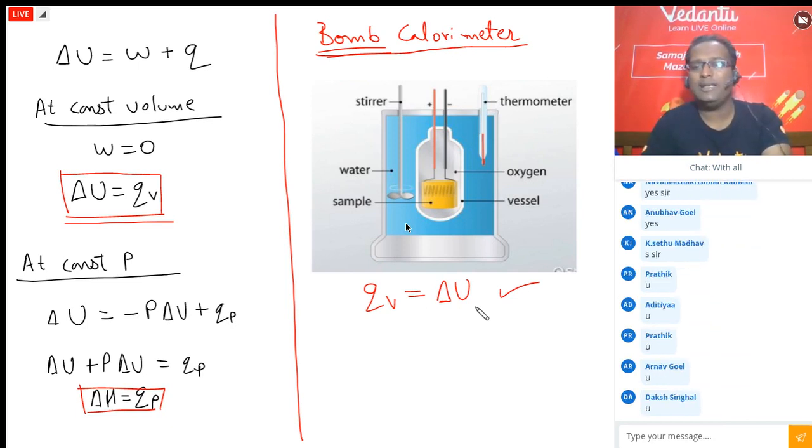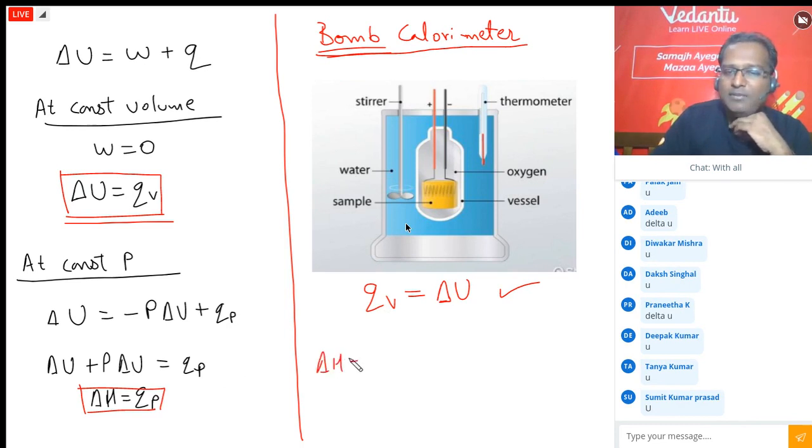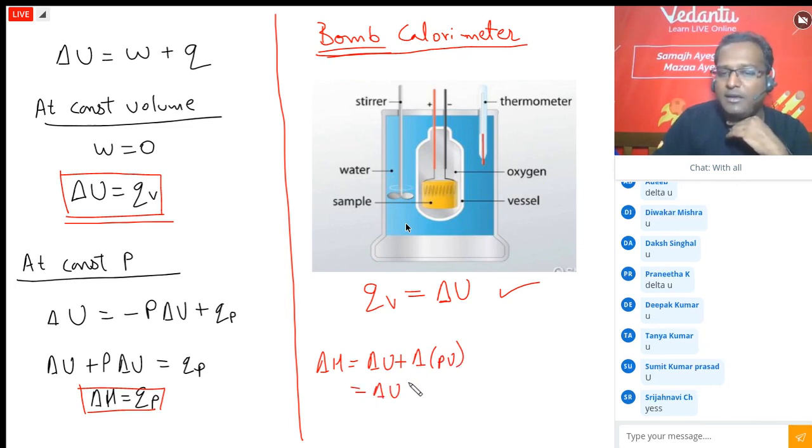He is giving you delta U. So be careful, okay? Be careful. Now, Janvi, this last step is not clear to you. Delta H can be written as delta U plus delta of PV, right? If pressure is constant, P comes out of the delta.